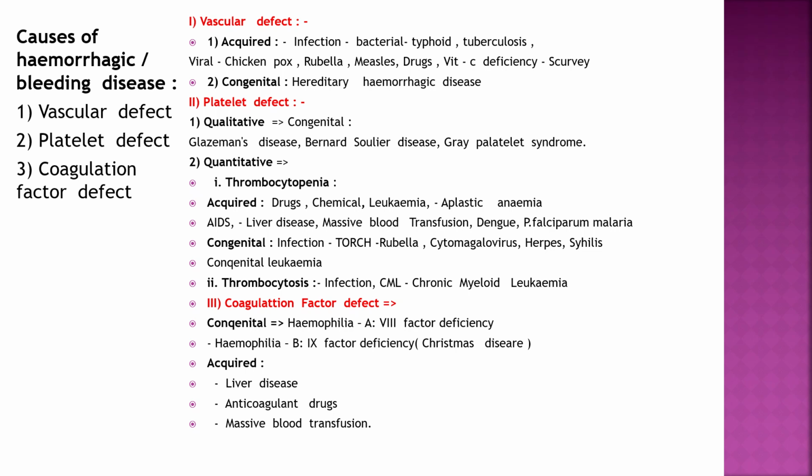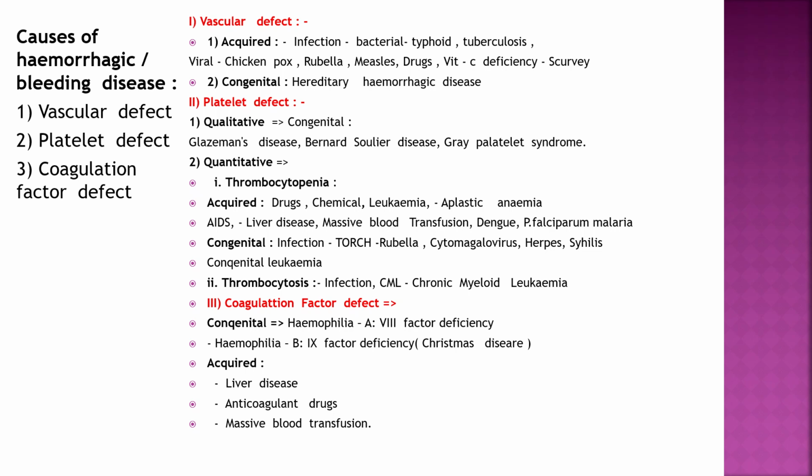So in acquired, it can be because of drugs like heavy antibiotics or chemotherapy drugs, or chemicals, leukemia, aplastic anemia, AIDS, liver disease, massive blood transfusion, or infection like dengue, P. falciparum infection. Then in congenital, it can be the TORCH group, that is toxoplasma, rubella, cytomegalovirus and herpes, or syphilis, and then congenital leukemia. Then increased platelet count is called thrombocytosis, and it can be seen in infection or in chronic myeloid leukemia.